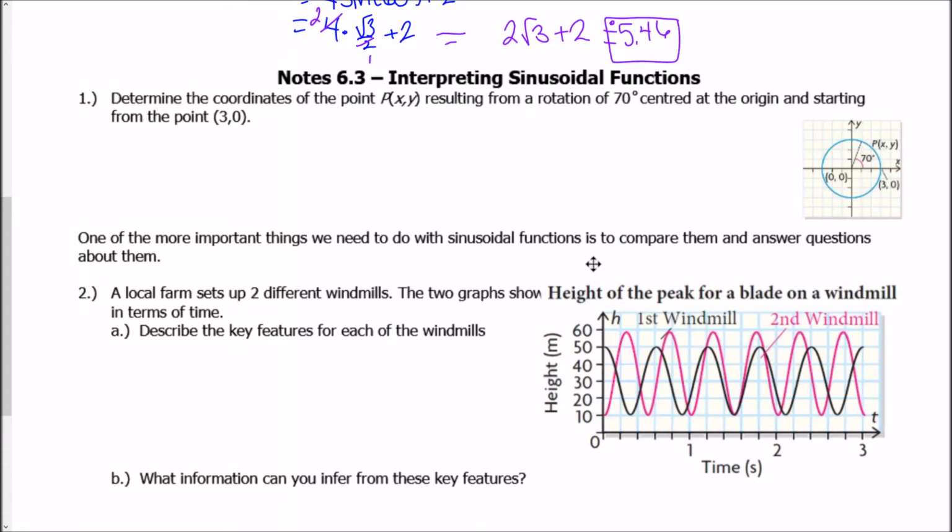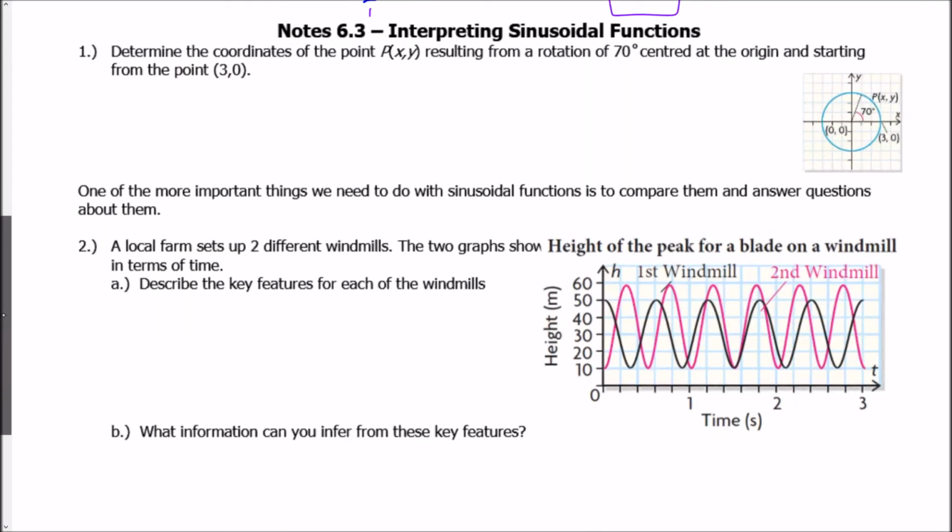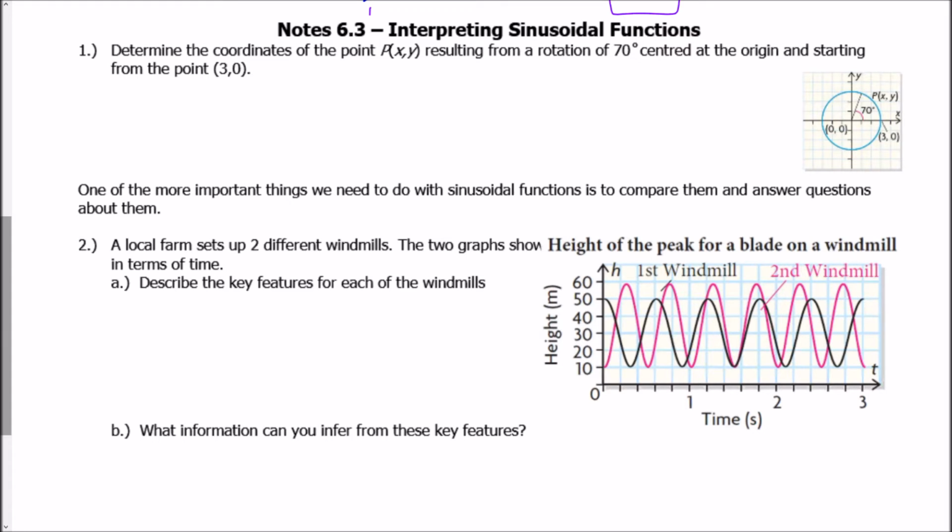Hi, ladies and gentlemen. Notes 6.3 are on interpreting sinusoidal functions. The first question asks us to determine the coordinates of the point P(x, y) resulting from a rotation of 70 degrees centered at the origin and starting from the point (3, 0). If you see right here, the point is (3, 0). It's going to rotate 70 degrees and end right here. So I want to know what these coordinates are.